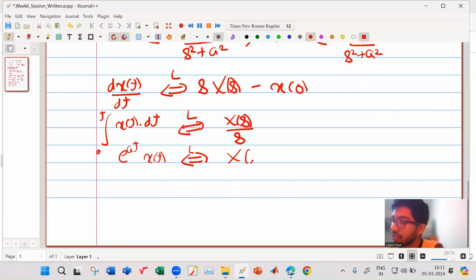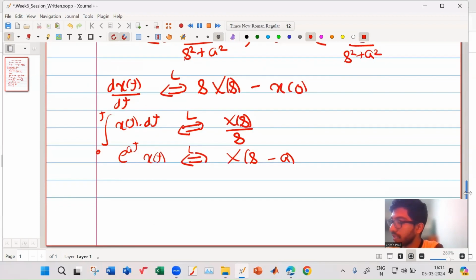Okay, this Laplace transform is X of s minus a. So for an example, let us consider e raised to at sine bt.